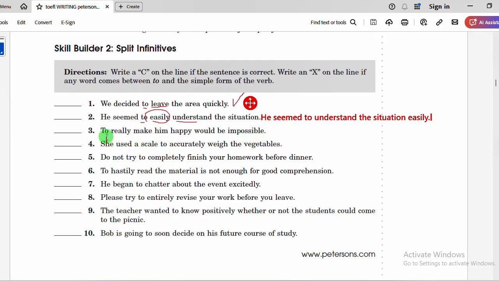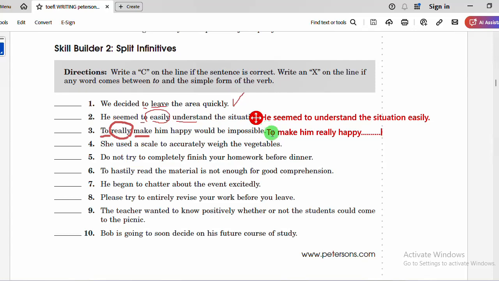The third sentence, to really make him happy would be impossible. If you notice here again, we find that's to, and that's the infinitive make, and in between we find the adverb really. In order to fix the sentence, we need to move the word really away. So we can say here to make him really happy, and so on.